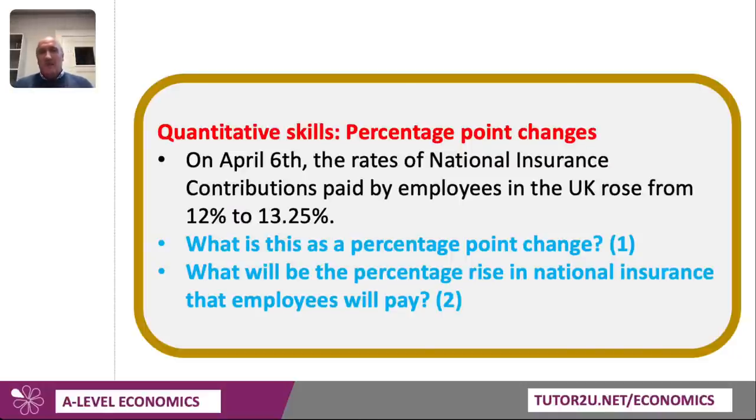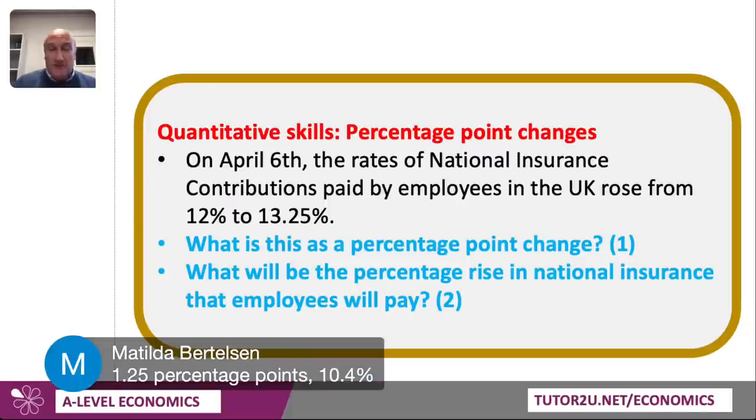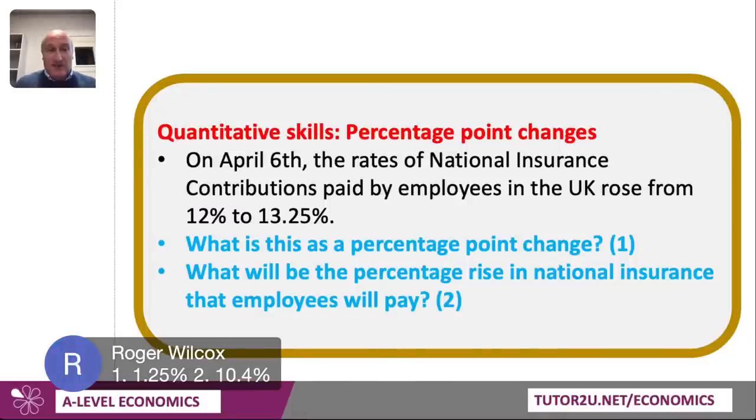Okay, so having got these ones, and there's often some confusion here. If it says percentage point change, it's not the same as percentage change, hence the reason for asking this question. So what's the percentage point change and what is the percentage change? So obviously an increase has gone up in national insurance. Okay, let's see if answers are coming through. Hannah's gone for 1.25 percentage points and 10.4%. Henry's, so it's a 1.25 percentage point change. Ah, okay, the point change is 1.25%. Yes, the percentage point change. Good. I think Matilda's expressed that beautifully there.